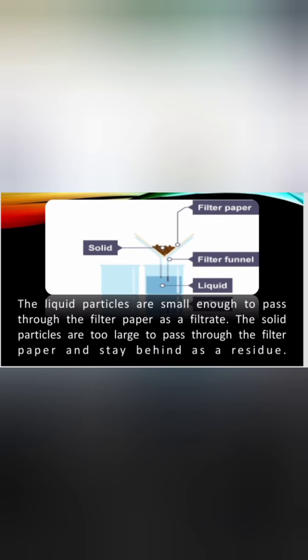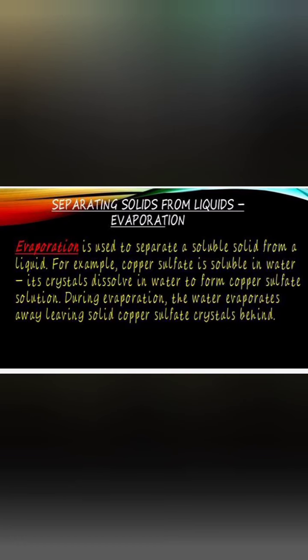and the liquid particles are small enough to pass through the filter paper as a filtrate. The solid particles are too large to pass through the filter paper and stay behind as a residue. So from the mixture, the solid is now being separated from the liquid. So we use filtration in separating insoluble solid from a liquid.